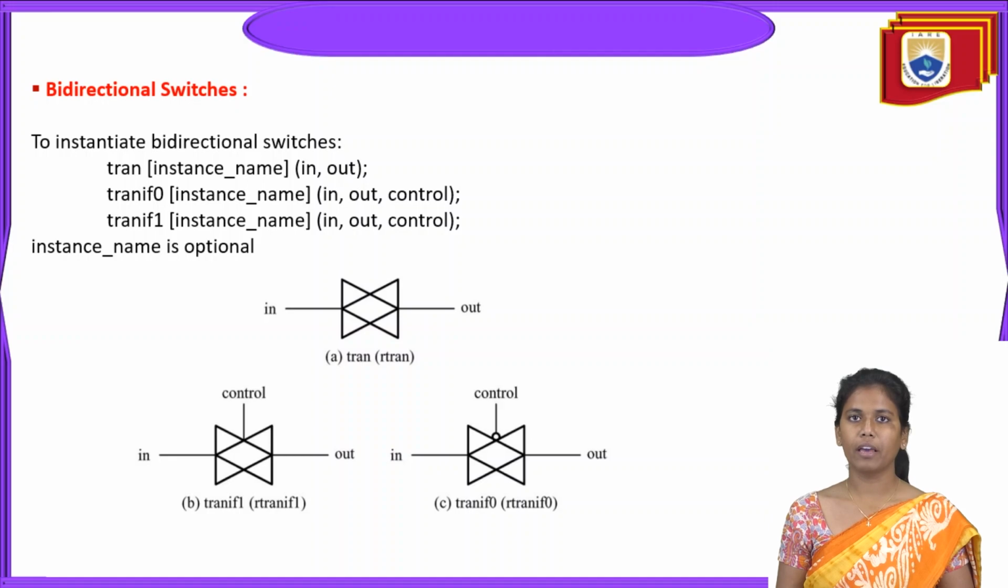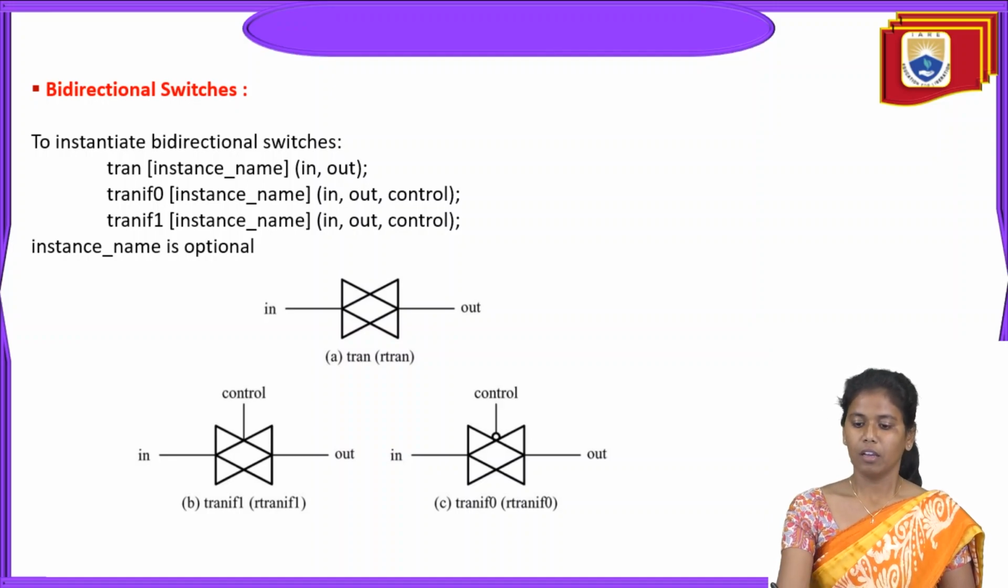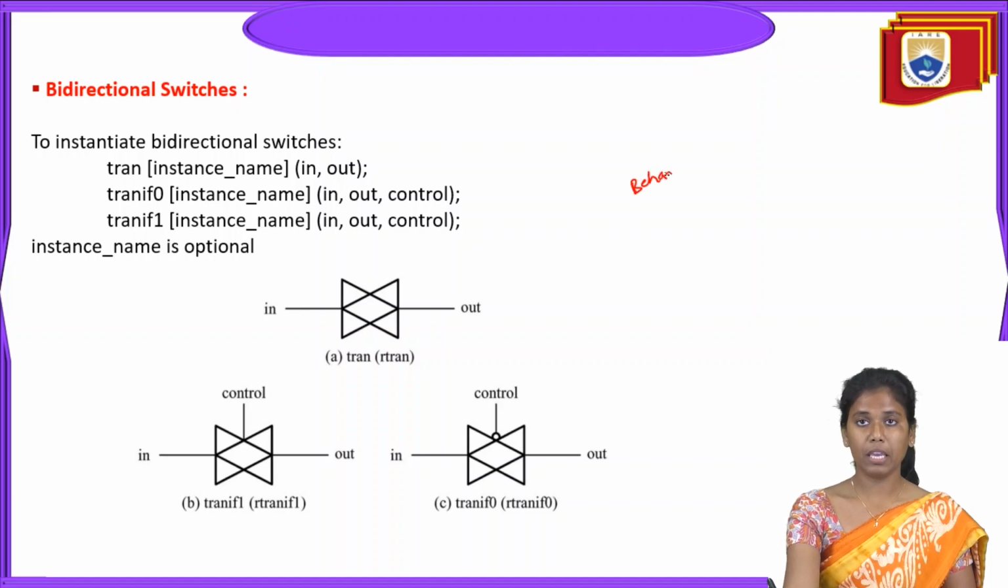In Verilog, as we know, we have four levels of modeling styles. The first one is behavioral modeling. The second is data flow. The third is gate level modeling, and the fourth is switch level modeling.